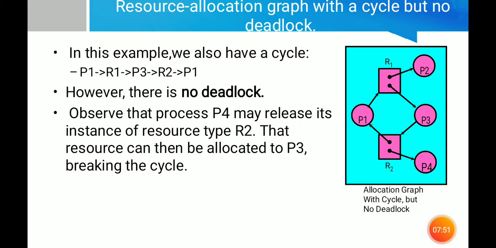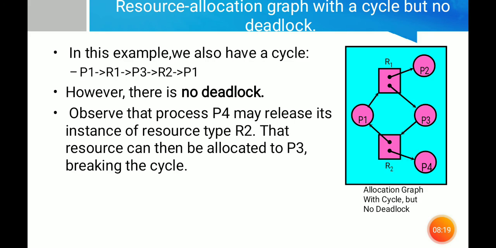So P4 can release the resources. As soon as P4 releases that resource, R2 will be available. P3 is demanding R2. Since that is available, P3 can use it. After use, P3 can remove that edge. As the edge was removed, the cycle was removed.